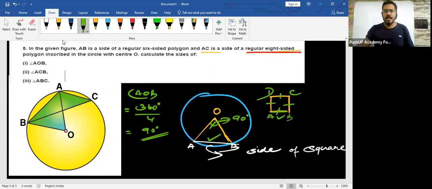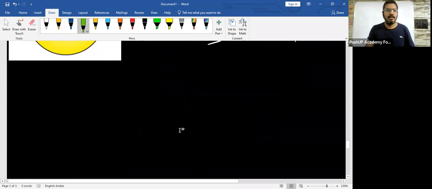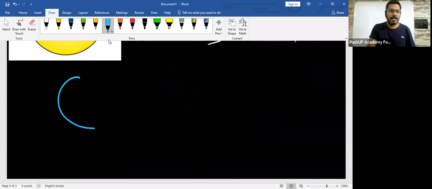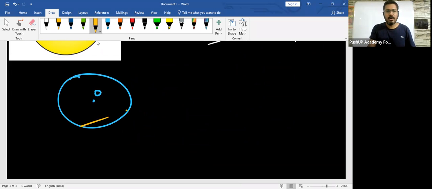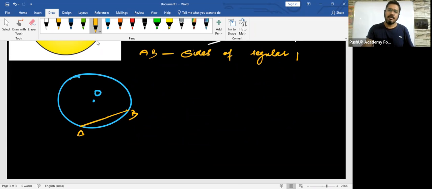All right. Now children, one more example. Imagine a circle with center O is given, and I'm giving you a chord AB. And I'm telling you that this chord AB is one of the sides of a regular pentagon.